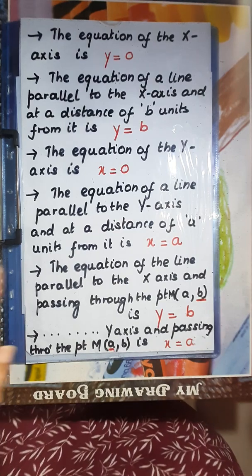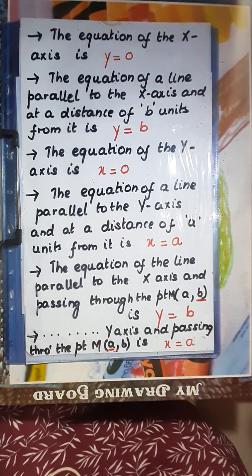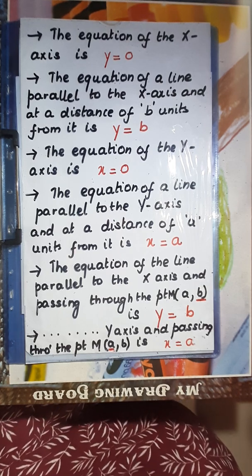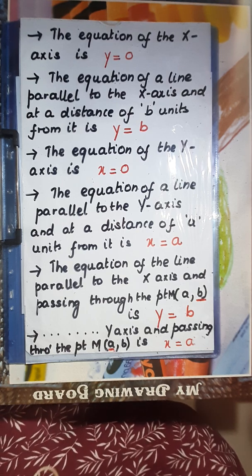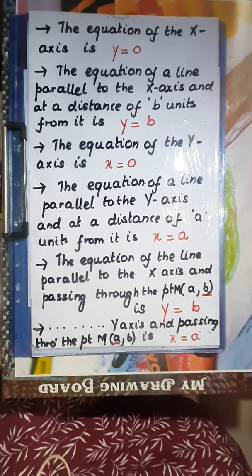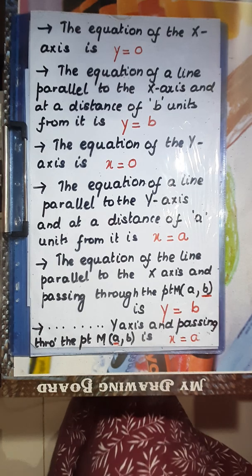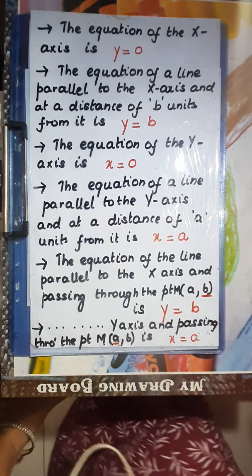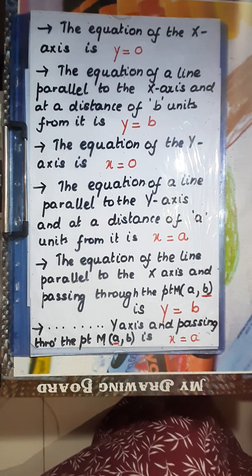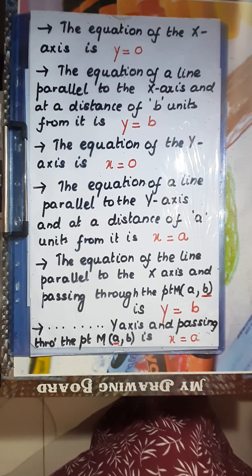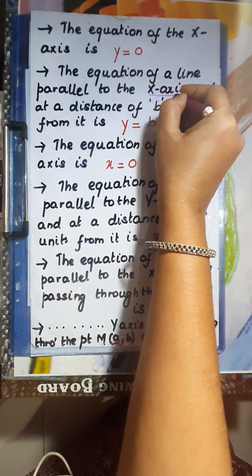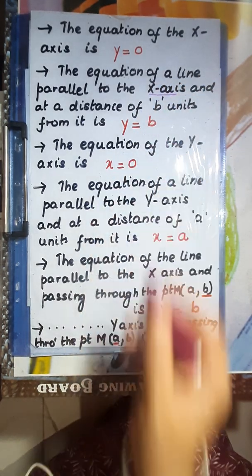So kindly note these following points. If you have to find the equation of the x-axis, the equation of the x-axis is y is equal to 0. Now, the equation of any line which is parallel to the x-axis, at a distance of b units from it, is y is equal to b.